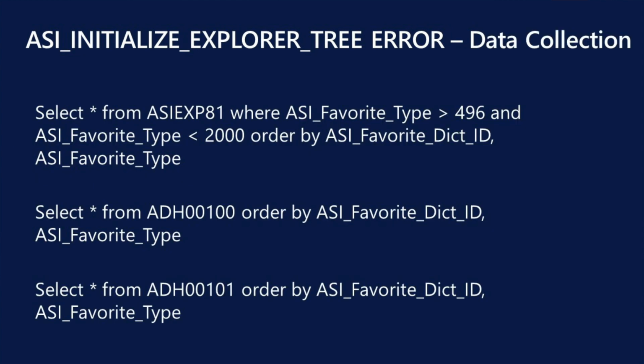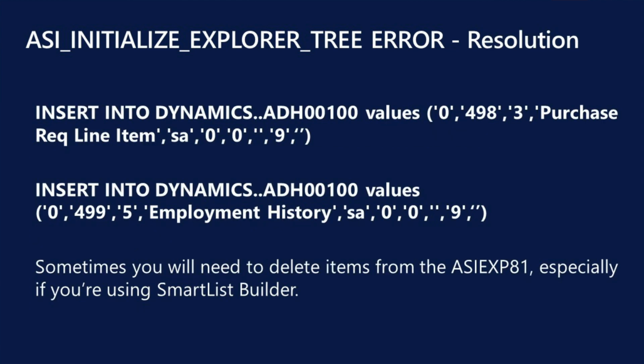Here are 3 scripts that can be used to determine which records are missing from the ADH100 and ADH101 tables. Once you have this information, you can run a select script on the ASI EXP81, ADH100, and ADH101 tables to determine which ones are missing. Once you have the results from the previous scripts and select scripts, you can then determine whether you need to insert records into the ADH100 table or remove records from the ASI EXP81 table.